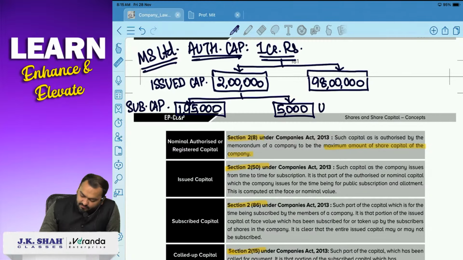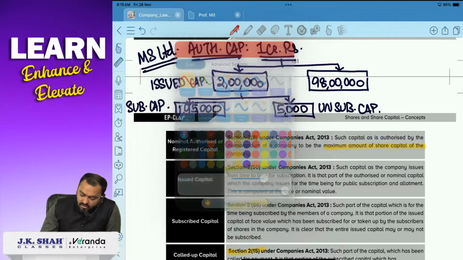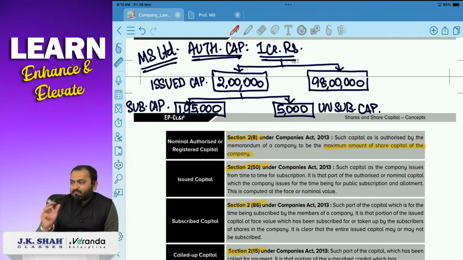This is called unsubscribed capital. Okay, clear? So subscribed and unsubscribed, 1,95,000. Now this many shares were subscribed. Obviously those who are subscribing the shares will have to pay money. So first, the company is going to give a call: kindly pay this much money, first call money, this money, that money.